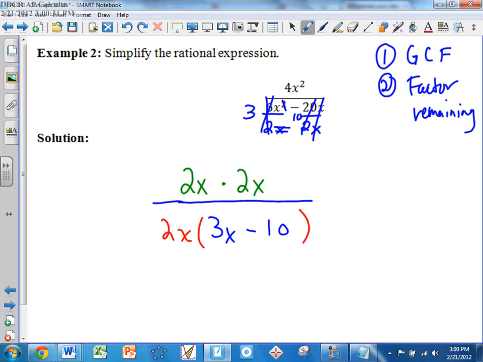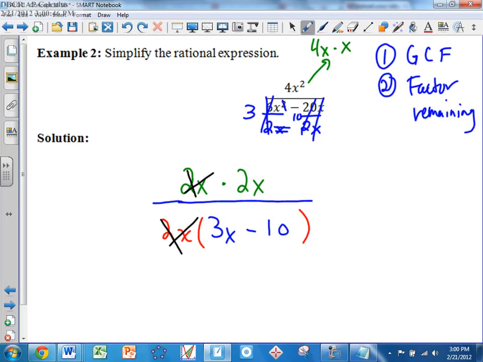Right? I could break this up and do 4 times x. That still works, doesn't it? Why did you choose 2? Oh, so the 2x down there gets crossed out. There it is. Take a look. Cancel, cancel. Why can I cancel?